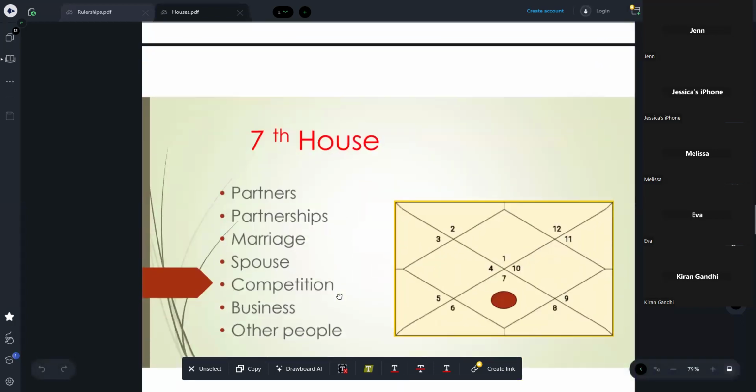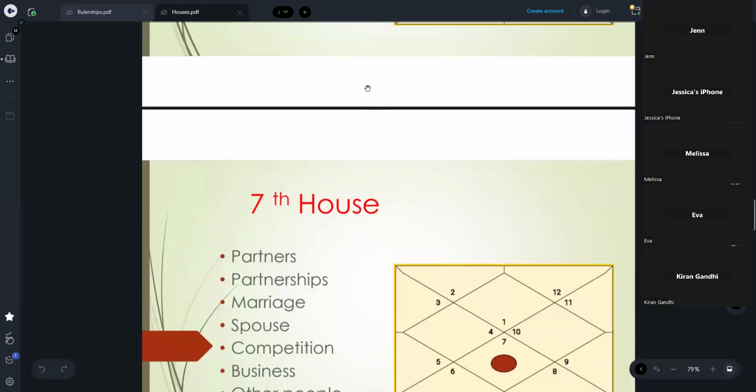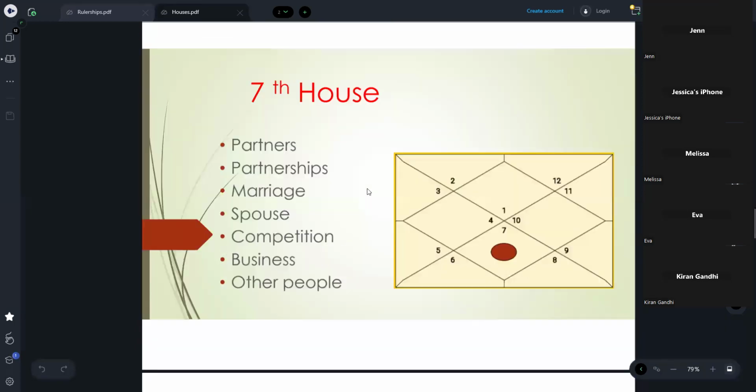Yes. Now this house is going to be another very, very popular house because it shows marriage and partnerships and business. Why this is a very, very important house is because it targets two main areas of your major life aspects. One is marriage. Also, relationships can be seen from this house. Business. Okay, sorry, competition shouldn't be here.